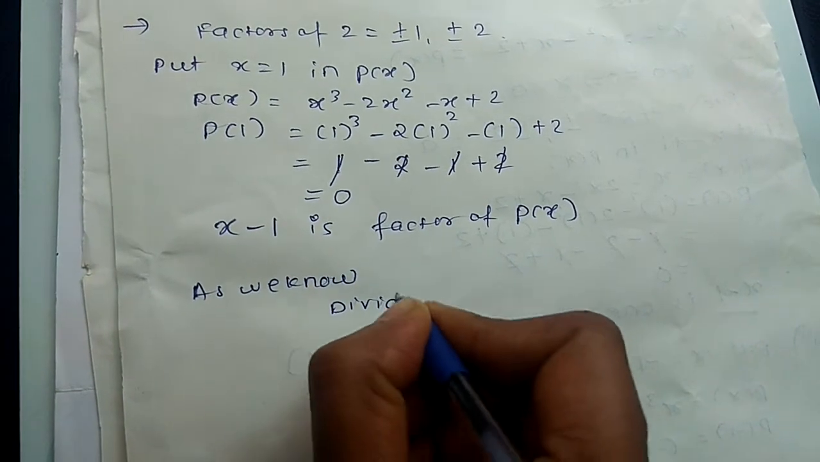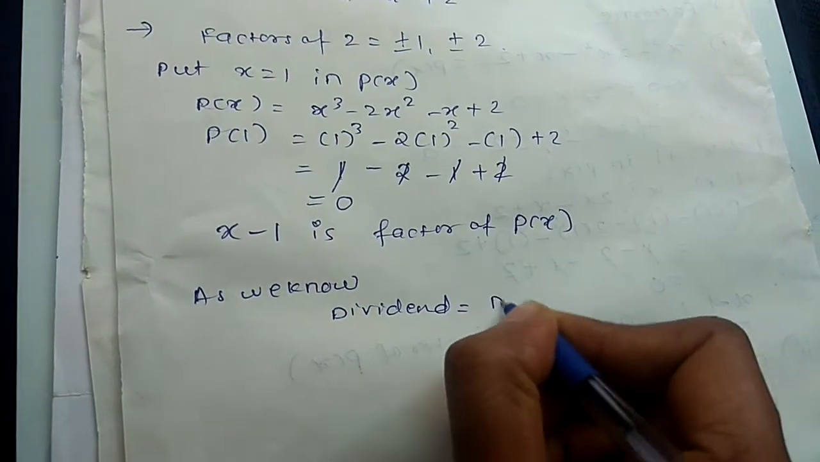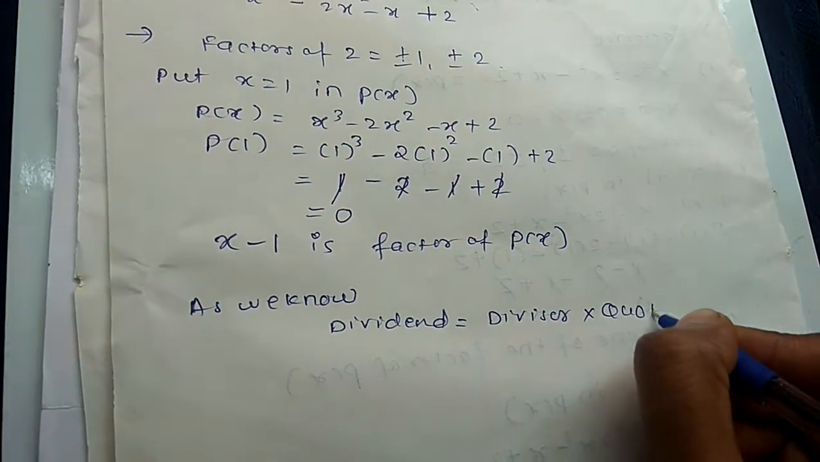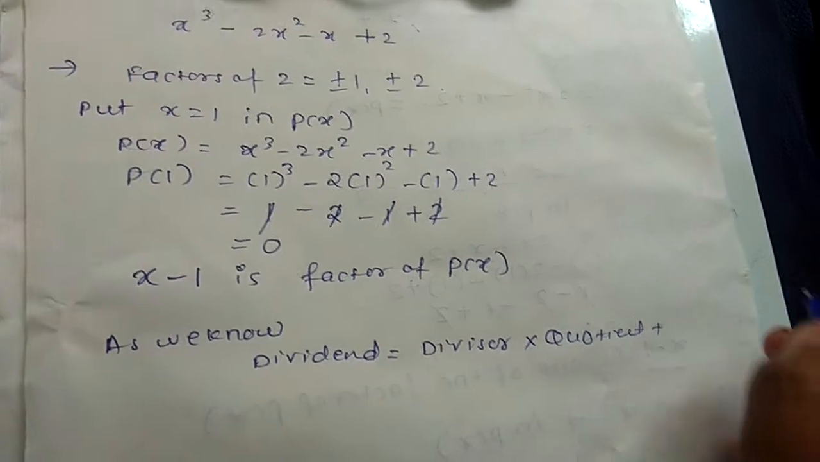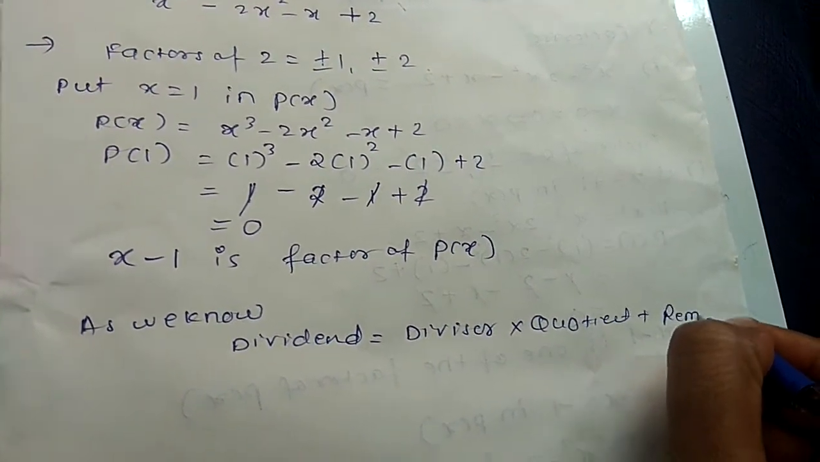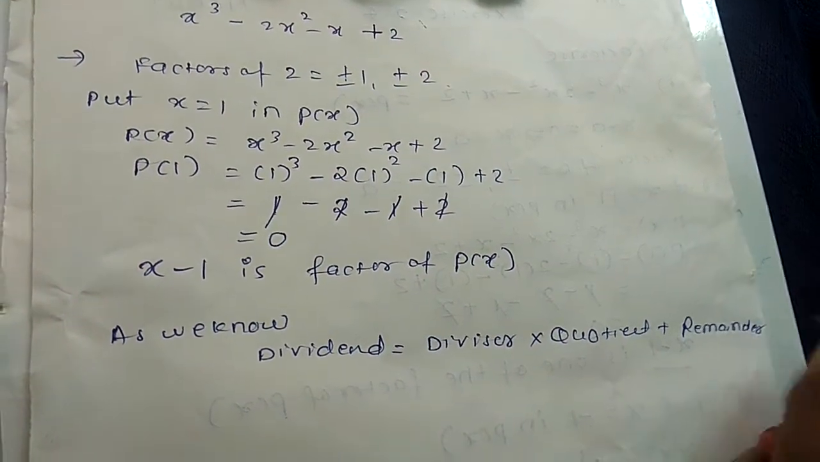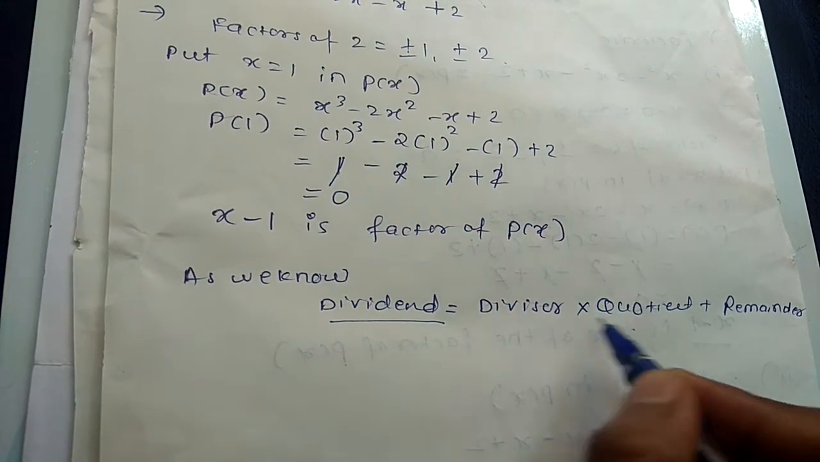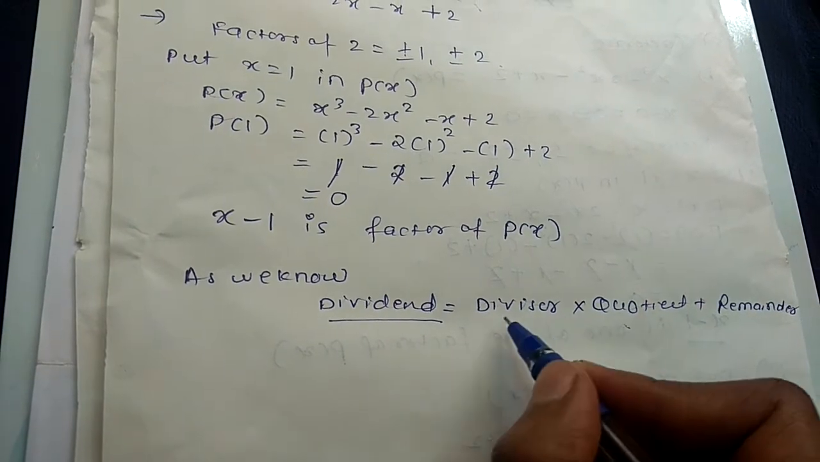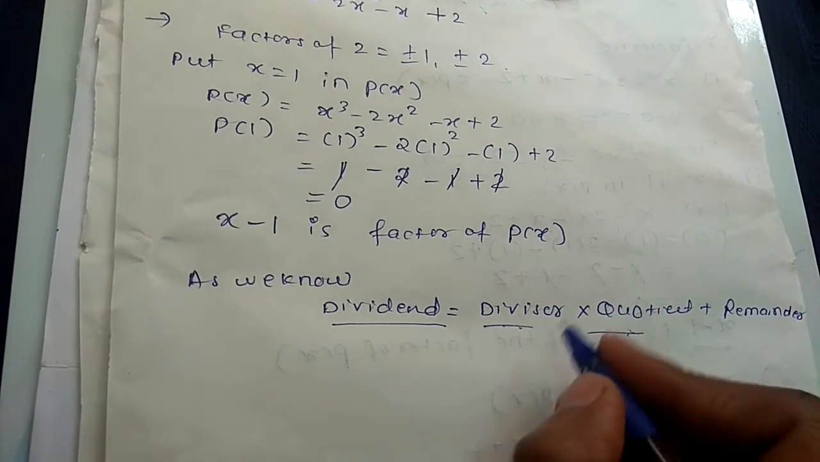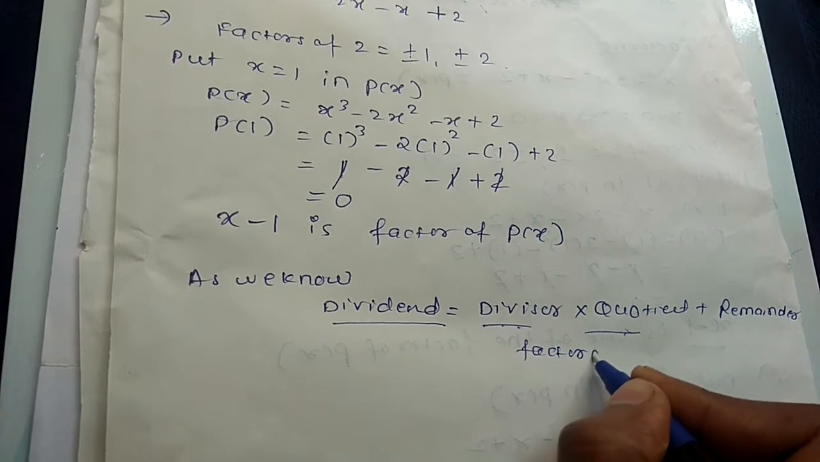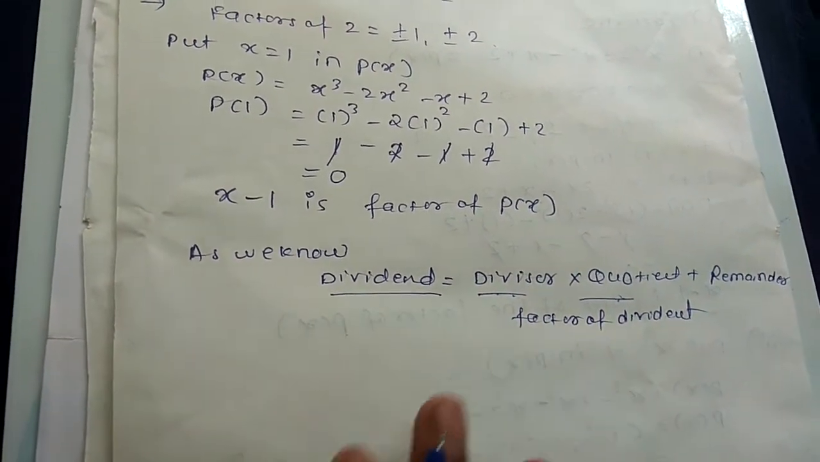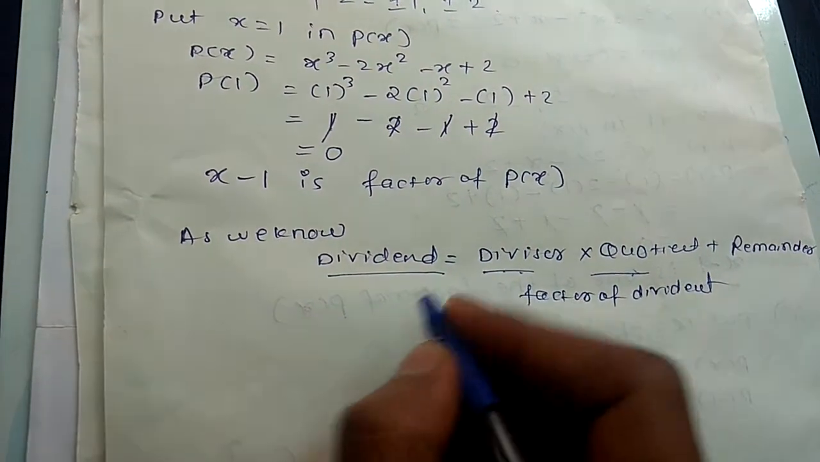for numbers you have solved this, dividend will be equal to divisor into quotient plus remainder. And remember, you can always express the dividend as the product of divisor and quotient. And remember, divisor and quotient are nothing but factors of the dividend.